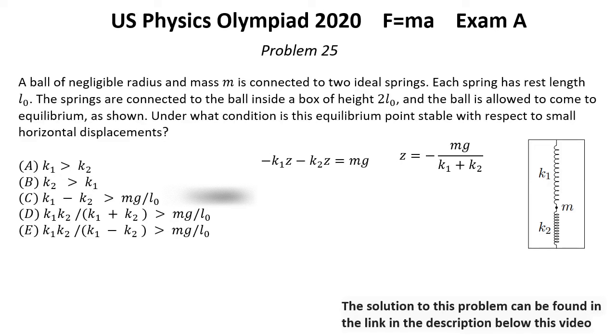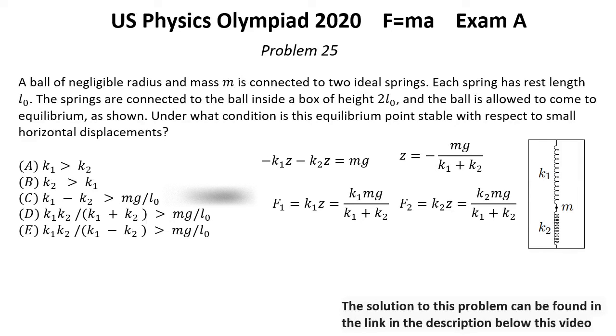Now let's find what is the force created by the upper spring and lower spring. The upper spring will create a pulling force and the lower spring will create a pushing force. For the upper spring we have F1 equal K1z, which is K1 mg over K1 plus K2, and for the lower spring we have F2 equal K2z, which is K2 mg over K1 plus K2.